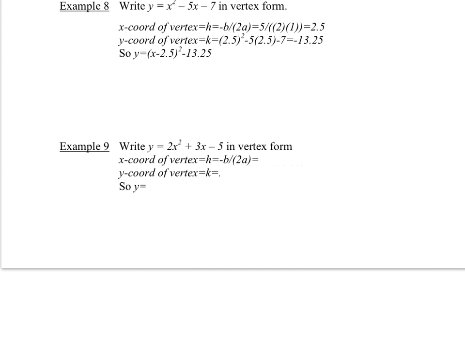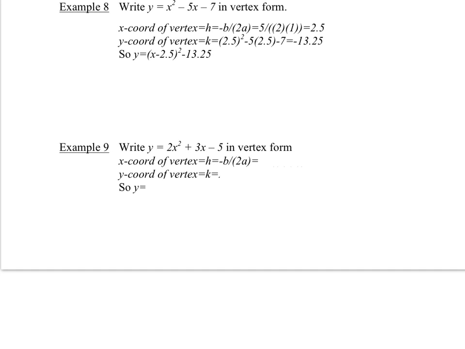And then the last problem here, example 9. This time you've got an a equal to 2 and a b equal to 3. You'll put those into those formula, negative b over 2a, and you'll get negative 0.75. Notice, please, that when you're dividing this, the 2a makes 4. So on the bottom here we have to divide by 4.